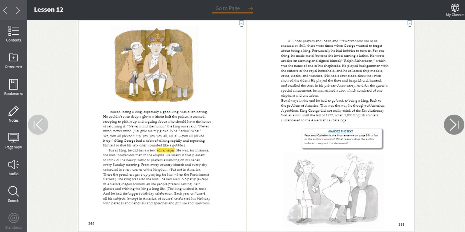He also played the flute and harpsichord, hunted and studied the stars in his private observatory, and for the queen's special amusement, he maintained a zoo, which consisted of one elephant and one zebra. But always, in the end, he had to go back to being a king. Back to the problem of America. This was the way he thought of America. A problem. King George did not really think of the Revolutionary War as a war until the fall of 1777, when 5,000 English soldiers surrendered to the Americans at Saratoga.